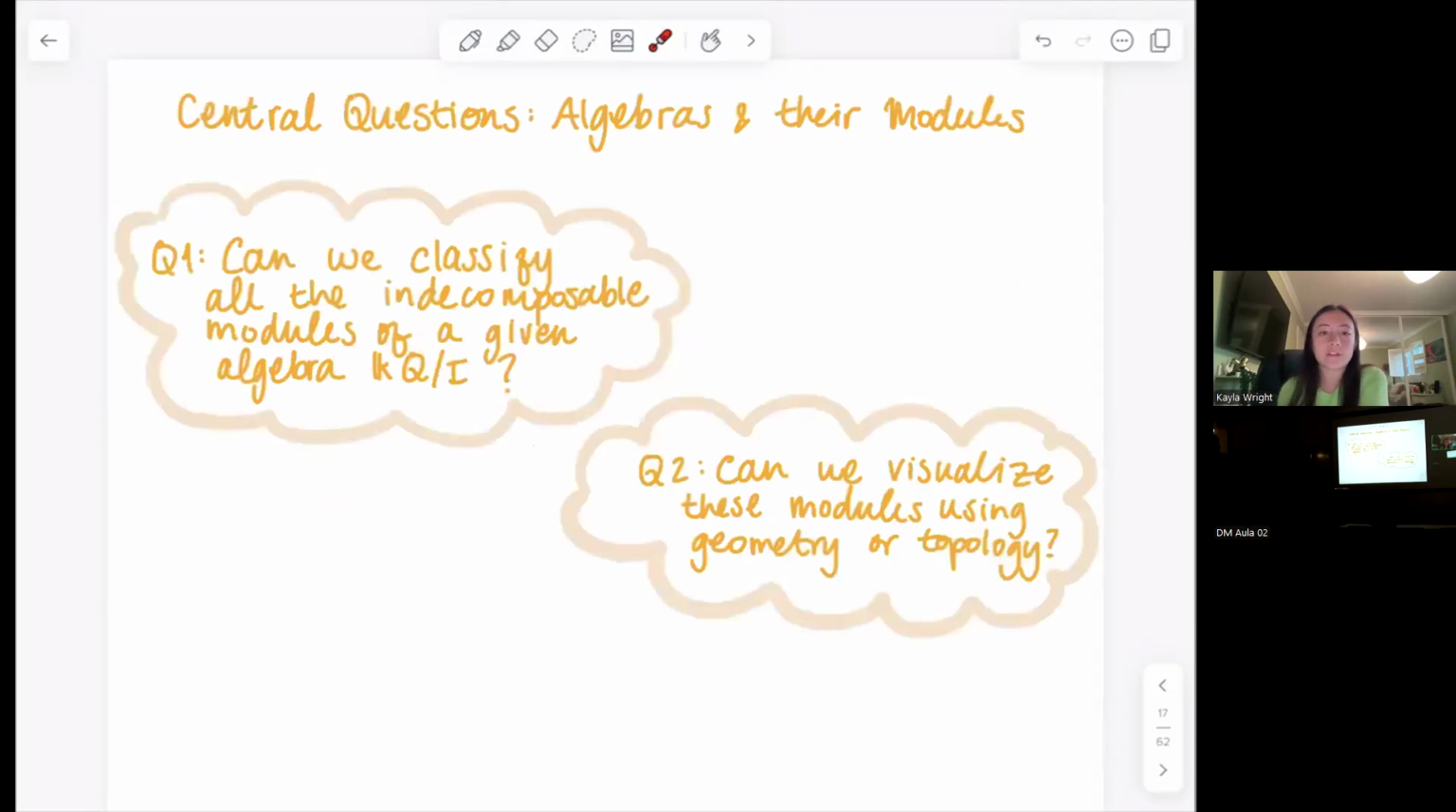There are some central questions that people are interested in studying. Can we classify all the indecomposable modules for a given bound path algebra? And the one that we'll be most interested in looking at today is, can we visualize the modules using some sort of geometric or topological means?